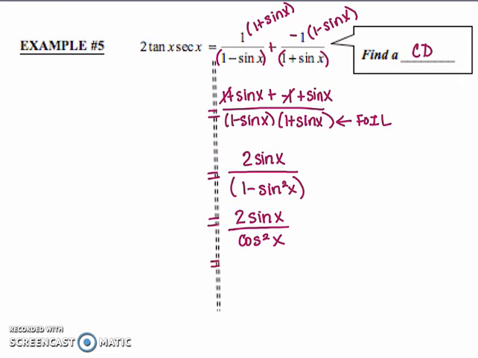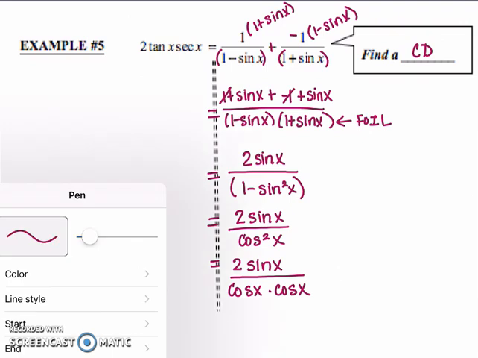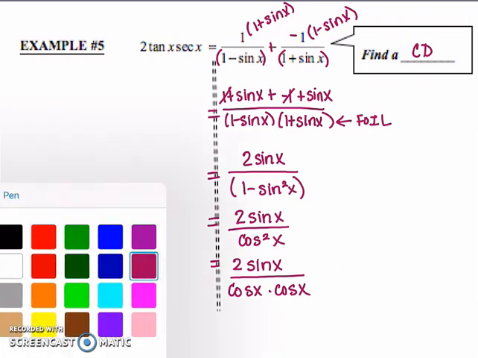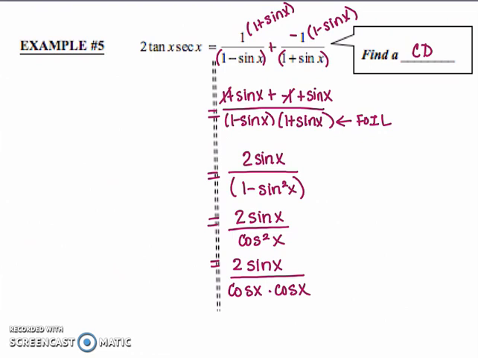So all we're going to do is think about cosine squared as being written twice. Our numerator is still 2 sine x, and then our denominator, cosine squared, is cosine x times cosine x. This is where we have to think creatively. If we look at what we're trying to make, we're trying to make 2 tangent x times secant x. Well, tangent is sine over cosine, so 2 tangent x would be this part right here.